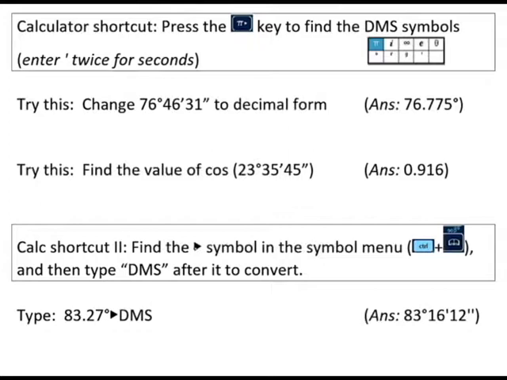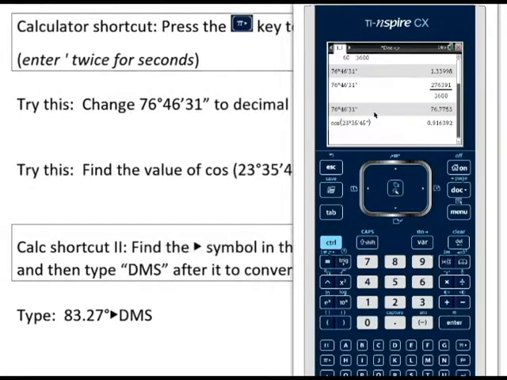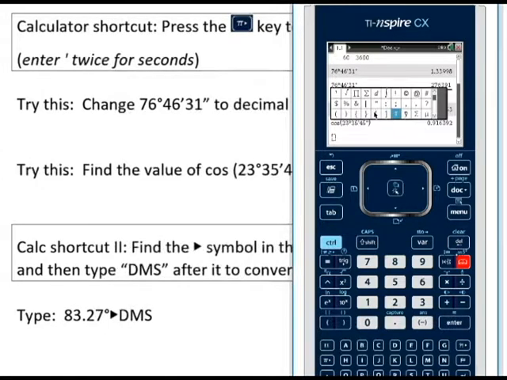Finally, the TI Inspire has a conversion operator that will let us convert a decimal form angle into DMS form. Here's how to find it. The book is the catalog, but the second function has lots of symbols. That key is located just to the right of the 9. So we will control book, and you'll see lots of symbols. If you don't see the conversion operator triangle up here, you may not be at the top. Scroll up till you get to the top.